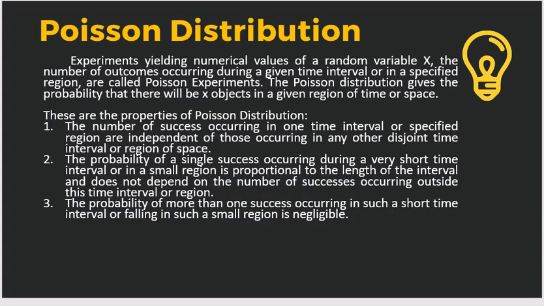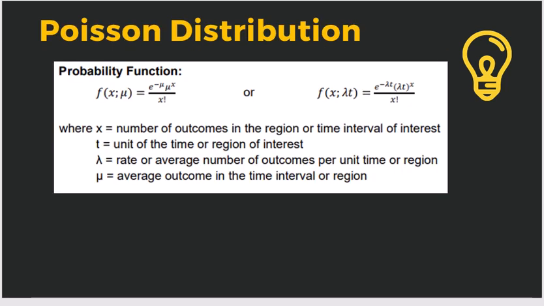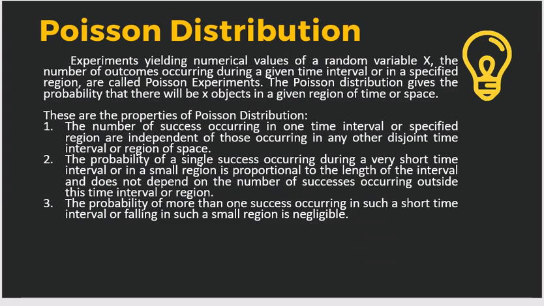Last, we have the Poisson distribution. The Poisson distribution is an experiment yielding numerical values of random variable x. The number of outcomes occurring during a given time interval or a specific region is called a Poisson experiment. The Poisson distribution gives the probability that there will be x objects in a given region of time or space. So these are the properties of the Poisson distribution.